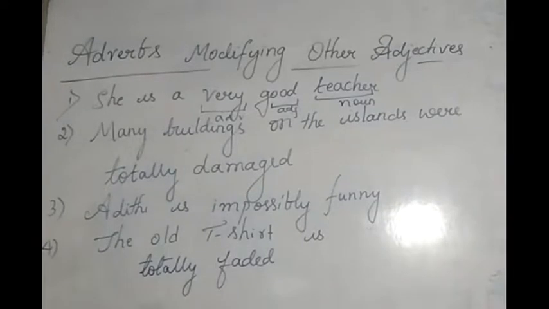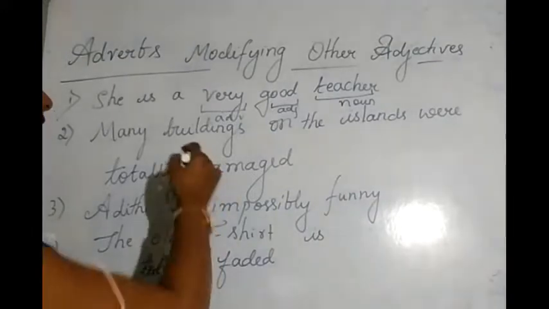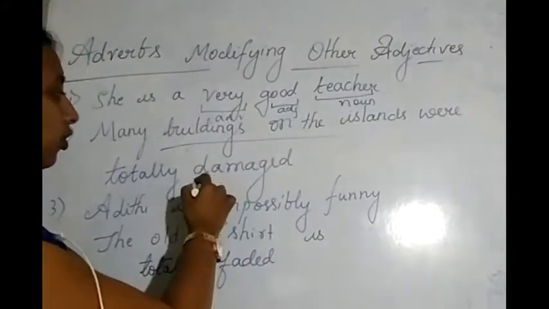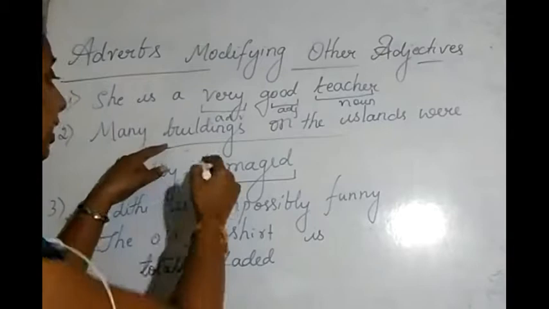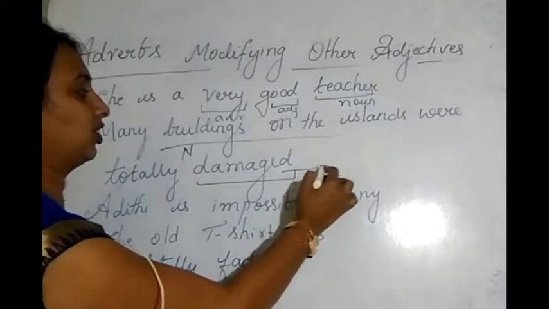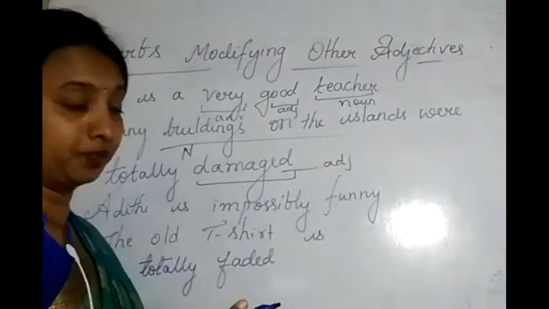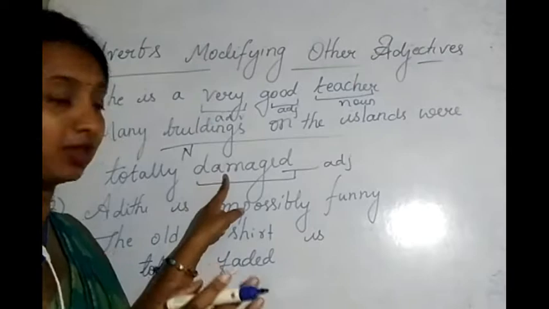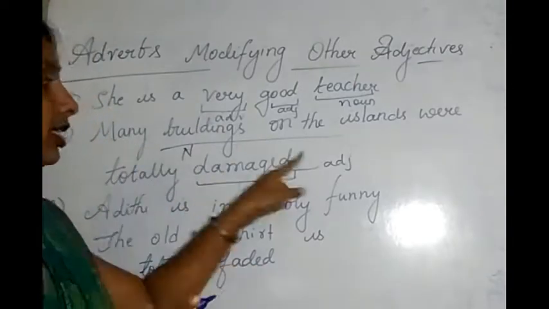We will go for the second one. Many buildings on the islands were totally damaged. What are we speaking about? We are speaking about many buildings. Which word is saying something about many buildings? Many buildings on the islands were totally damaged. Many buildings, noun; damaged is saying something about many buildings, so it is an adjective. Are you getting? So, this is an adjective.